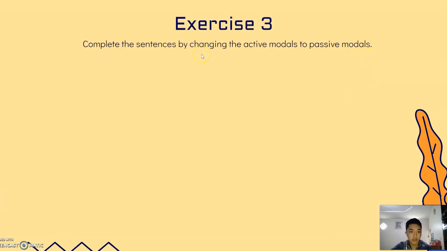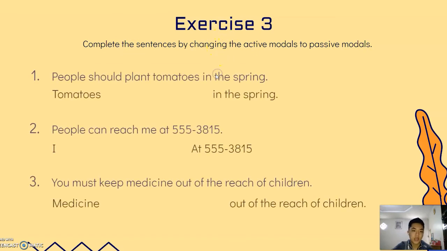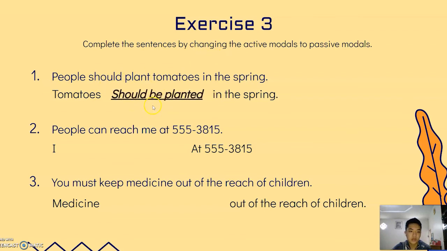In exercise number 3, we're going to complete the sentences by changing the active modals to passive modals. So these are the sentences. Number 1 is People should plant tomatoes in the spring. In this number 1, the active modal is should plant. We change it to should be planted. So the correct sentence is Tomatoes should be planted in the spring.